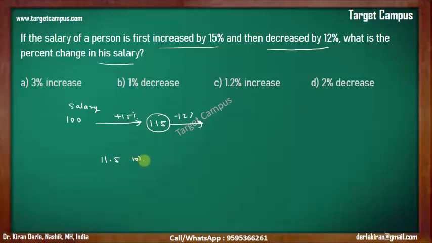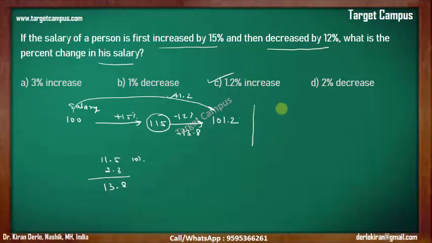11.5 is 10%. 2% will be 2.3. So this becomes 13.8 in total. We have to reduce 13.8 from 115, so this will become 101.2. The initial salary was 100, and finally it becomes 101.2. So it has increased by 1.2. For 100, the increase is 1.2, so 1.2% is the increase. I hope you got this.